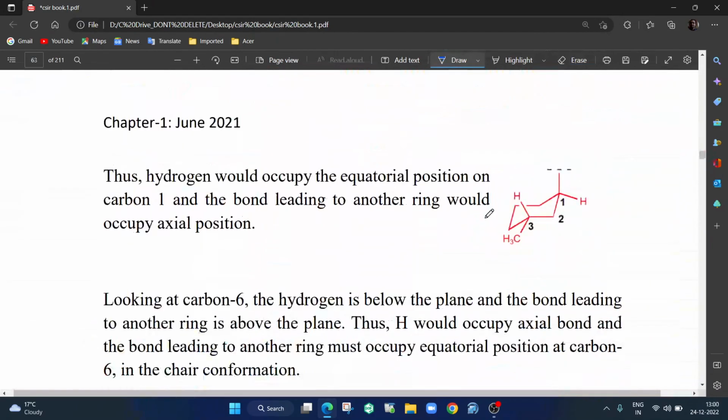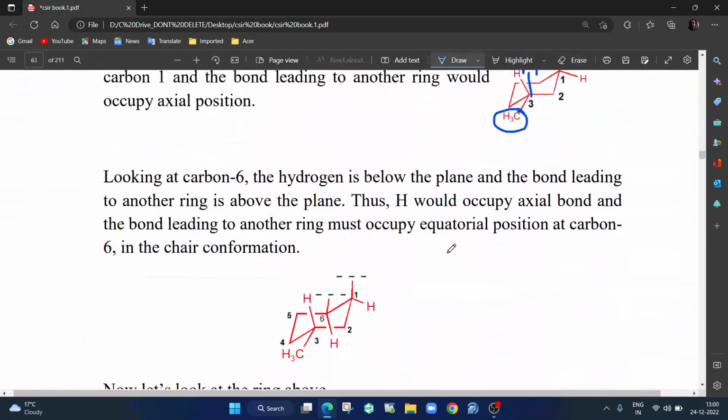So, what we have to do? We have to look here that at carbon number 3, hydrogen is above the plane, so I should have drawn it axial, but it became a bit crooked. Actually, I did not draw it, I asked somebody else to draw it, so this became a problem. And then CH3 you can see is below the plane, so it comes in the equatorial position, very clear.